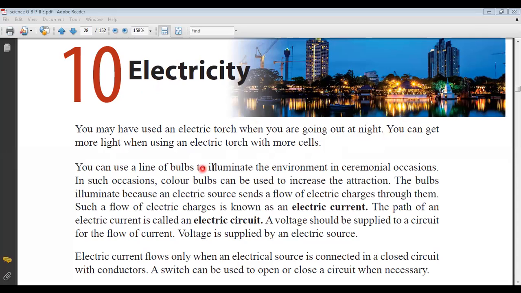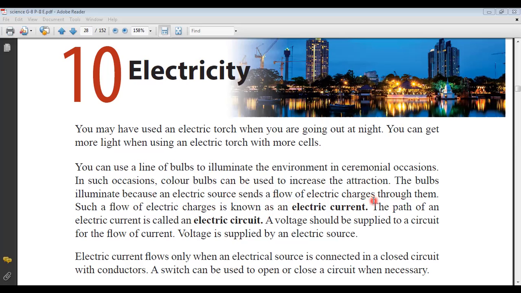Now, you can use a line of bulbs to illuminate the environment on ceremonial occasions. On such occasions, color bulbs can be used to increase the attraction. The bulbs illuminate because an electric source sends a flow of electric charges through them. Such a flow of electric charges is known as an electric current.